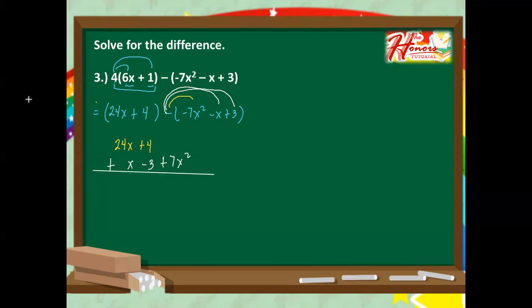Let's combine like terms. Solve from right to left. Bring down positive 7x squared because it doesn't have any partner. Next, positive 4 minus 3. Opposite signs. Subtract the numbers. 4 minus 3 is 1, and copy the sign of the larger number, and that's positive.